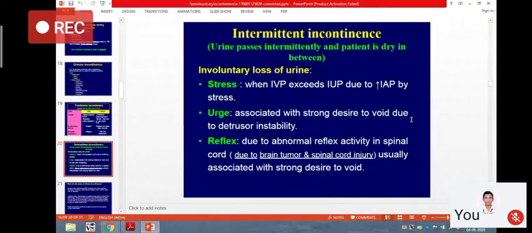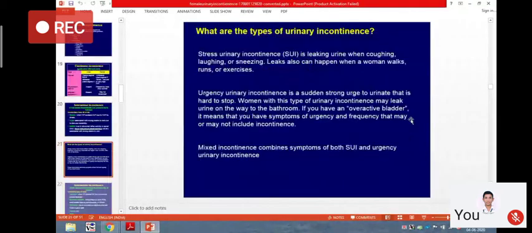Then reflex incontinence, due to abnormal reflex activity in the spinal cord from a brain tumor or spinal cord injury, is associated with a strong desire to void. Now, stress urinary incontinence: mainly these three are the main types: stress urinary incontinence, urge incontinence, and the mixed one. Stress urinary incontinence is leaking of urine when the patient coughs, laughs, or sneezes. Leaking also happens when a woman walks, runs, or exercises.